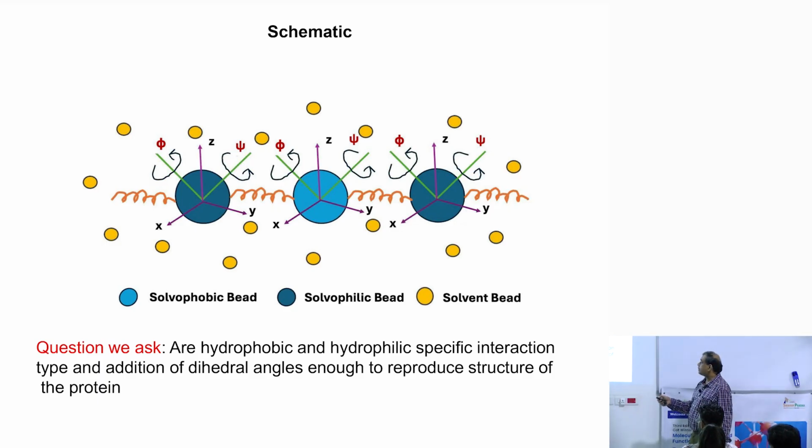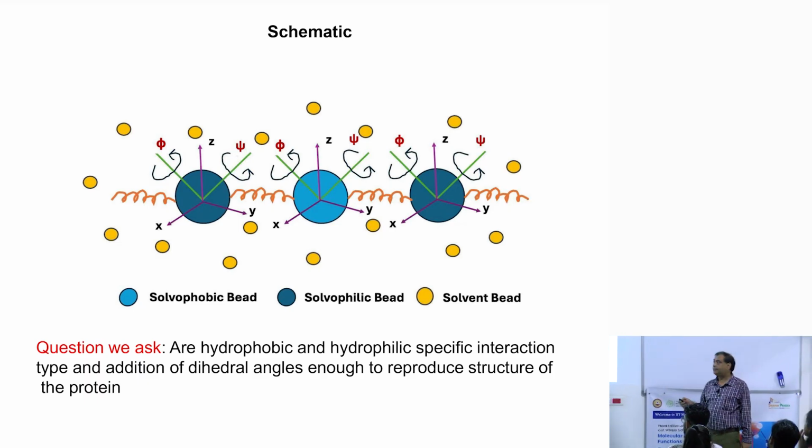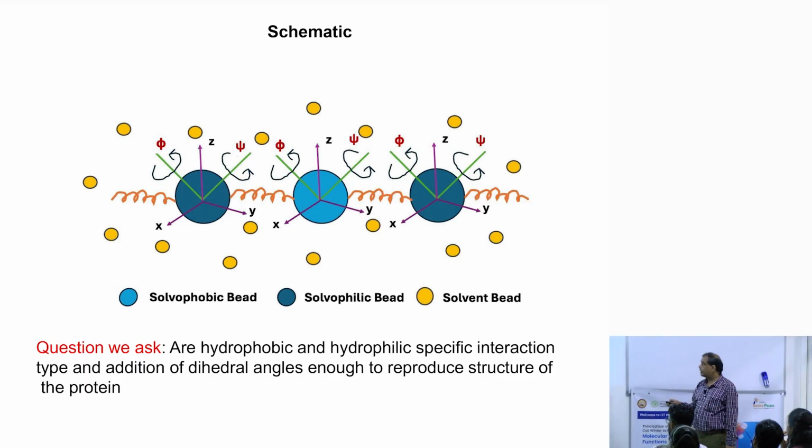So these bits are solvophilic bits and these bits are solvophobic bits. How the solvophilicity and solvophobicity is taken into account, I'll come back later. The question that we are asking here is: if we make sure that solvophobic and solvophilic bits are different in some way or the other, and if we take the dihedral angles as additional degrees of freedom, can you reproduce the structure from the Ramachandran plot?